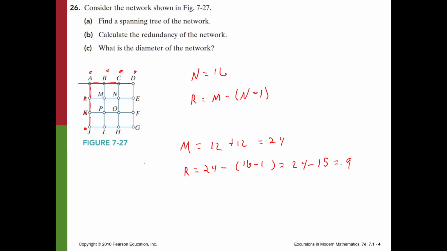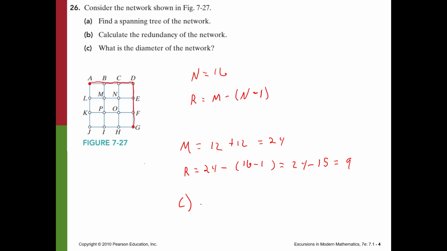Okay, so what is the diameter of the network? If you remember, the diameter of the network was the biggest degree of separation for any two vertices. It seems like the two farthest vertices are A and G. You could have used D and J or something like that. But no matter how you go, you're going to go 1, 2, 3, 4, 5, 6. You can play around with that, but there's no way to get from A to G using less than 6 edges.